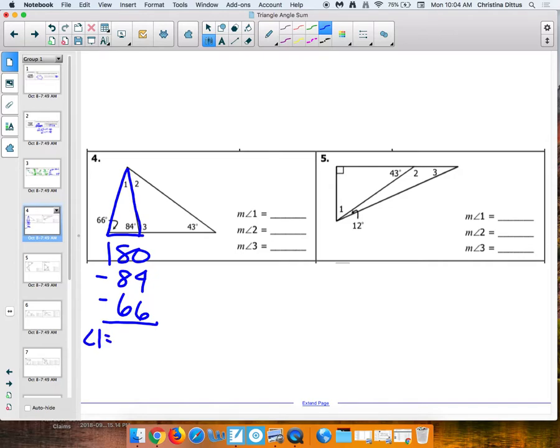Yeah. And how much is left for angle 1? 30. 30? Even? I think so. Yes. Okay. So angle 1 has to be 30.